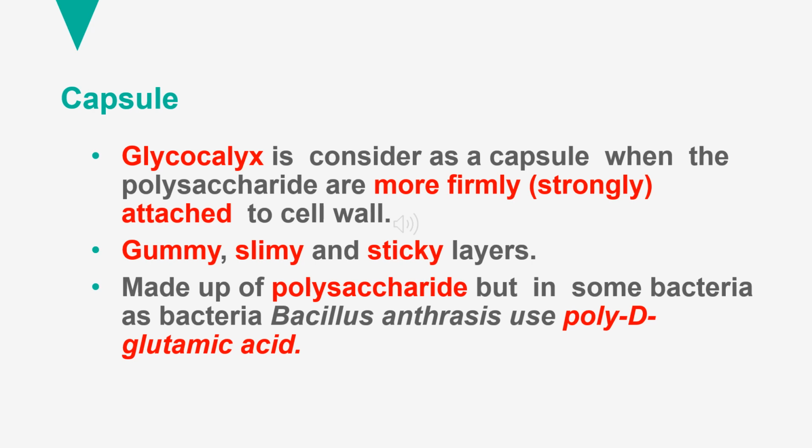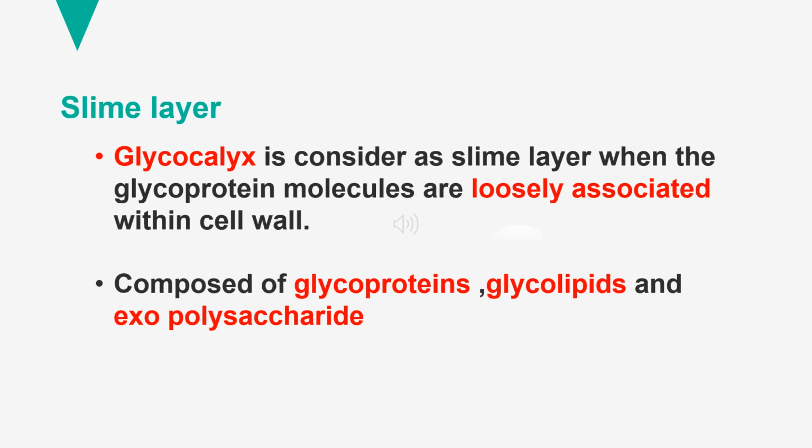First we see the capsule. When the glycocalyx is firmly, which means strongly, attached to the cell wall on the outside of the bacteria, it is called a capsule. It's usually gummy, slimy and sticky in nature. Capsule is usually made up of polysaccharide, but in some bacteria like Bacillus anthracis, poly-D-glutamic acid is used to make the capsule layer.